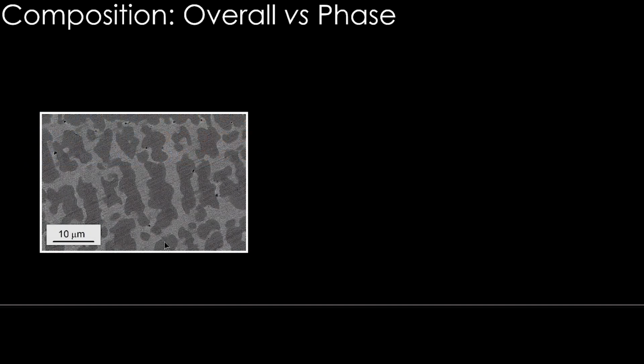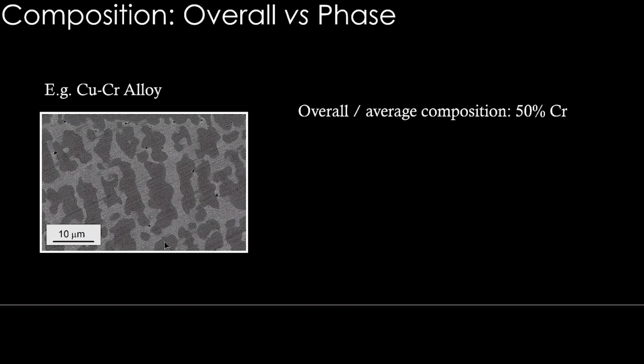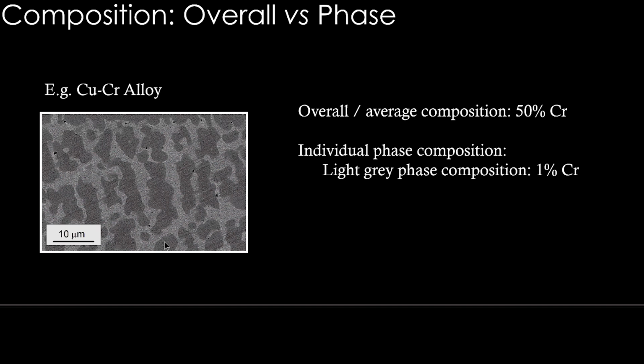This is another example. It's a copper chromium alloy where the overall composition is 50% chromium. And for the individual phase compositions, the light gray phase here has 1% of chromium in it, meaning the 99% is copper. The dark gray phase composition is 99.9% chromium, almost pure chromium, which has only 0.1% of copper.